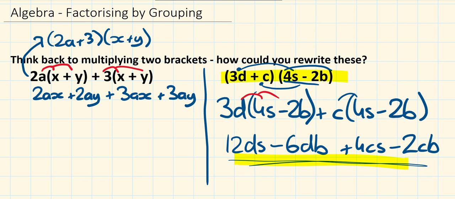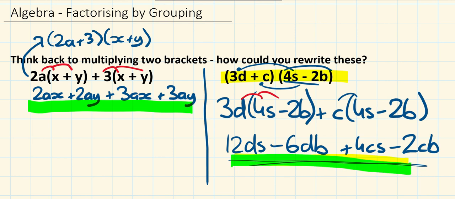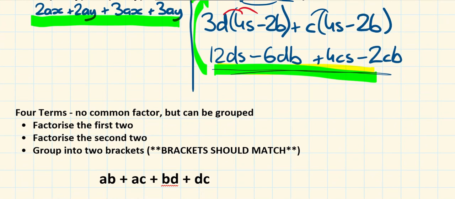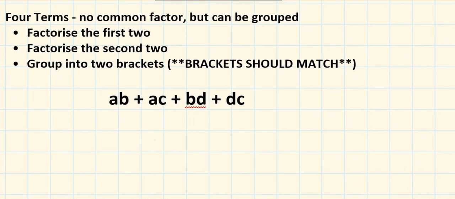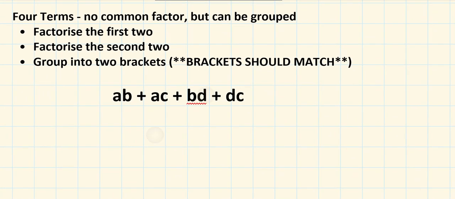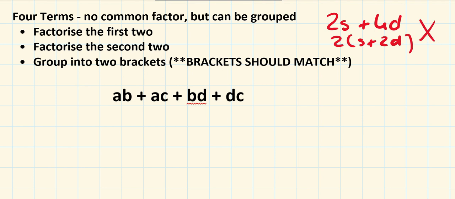Now, for this type of factorizing, we're going to take this second type of thing and turn it back into the first version. For this particular type of factorizing, you get four terms, but these four terms don't have a common factor. Remember last time it would be something like 2s plus 4d, and it would become 2 times s plus 2d. See the way there's a common factor between them? In this case, there won't be a common factor.